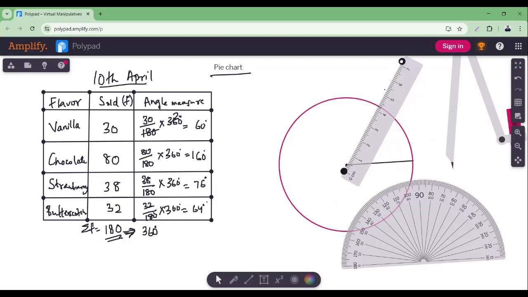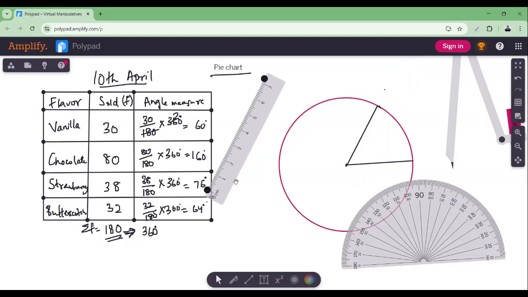Imagine if I'm extending this radius, it has to go and meet that point. That's why I'm keeping it there. And now I draw this. Now this is the fresh line that I have drawn for the vanilla. And between the initial line that we drew and this line, it's going to be 60 degrees. Okay, there's a fresh line. One is a fresh line that I've drawn. Now, next is 160 degrees.